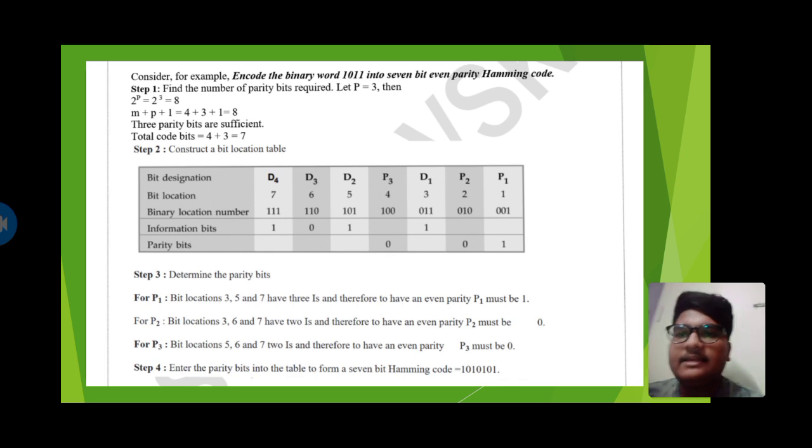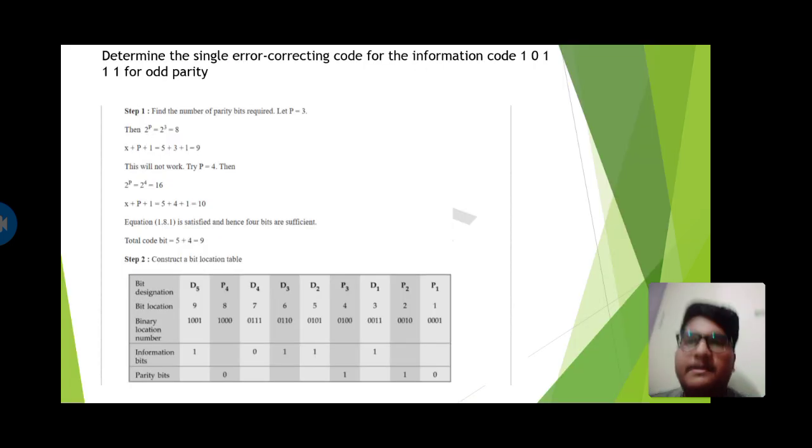Now let us consider an example for odd parity. Determine the single error correction code for the information code 10111 for odd parity. The number of parity bits required is 3, even if it's odd parity. Now let us check for 3. Parity bit P is equal to 3.